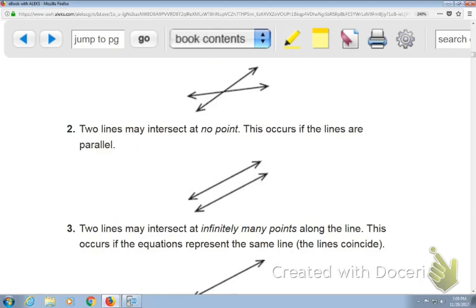However, if two lines are parallel, where do they cross? They're never going to cross, no matter how far out you go. So what would the solution be to that system? There wouldn't be one, right? No solution.